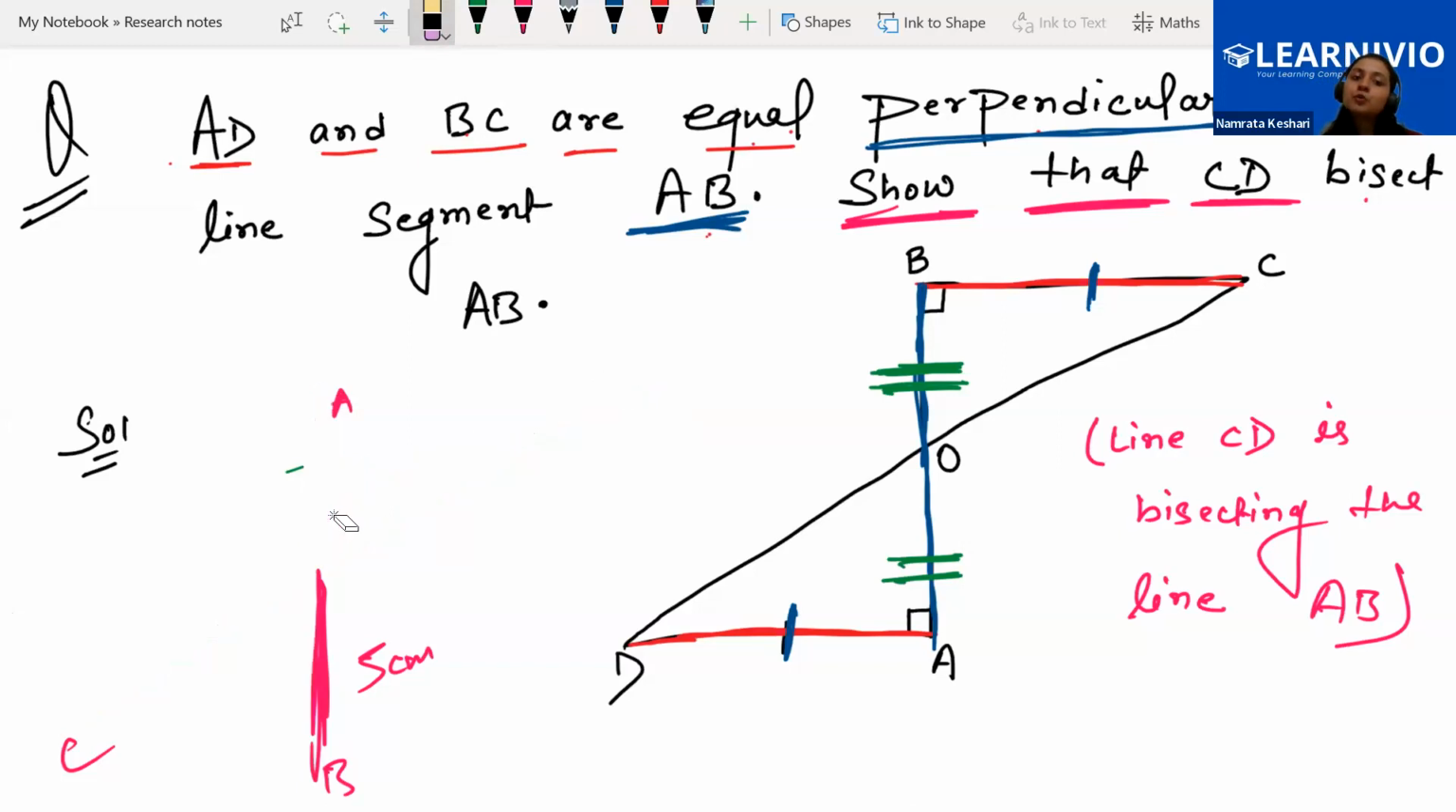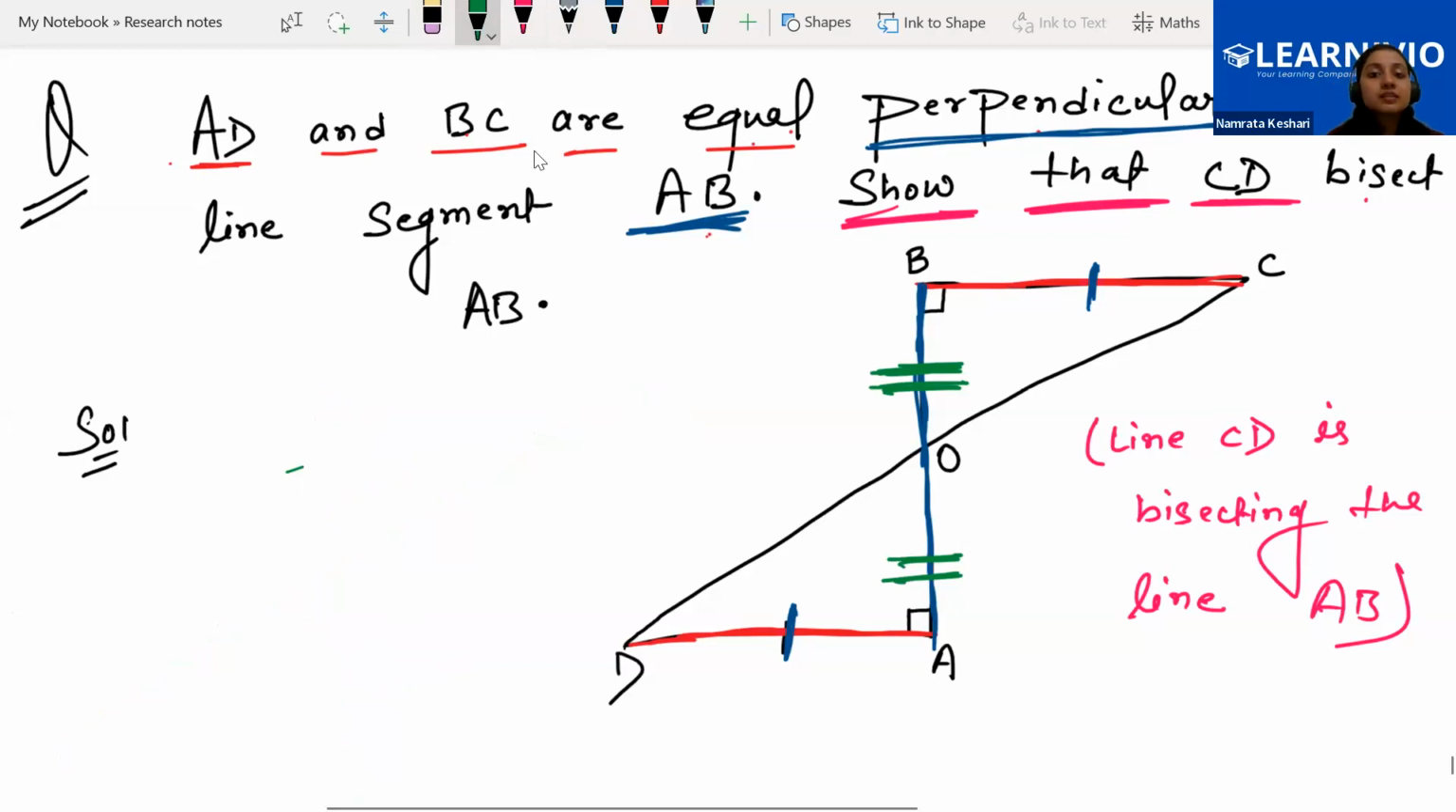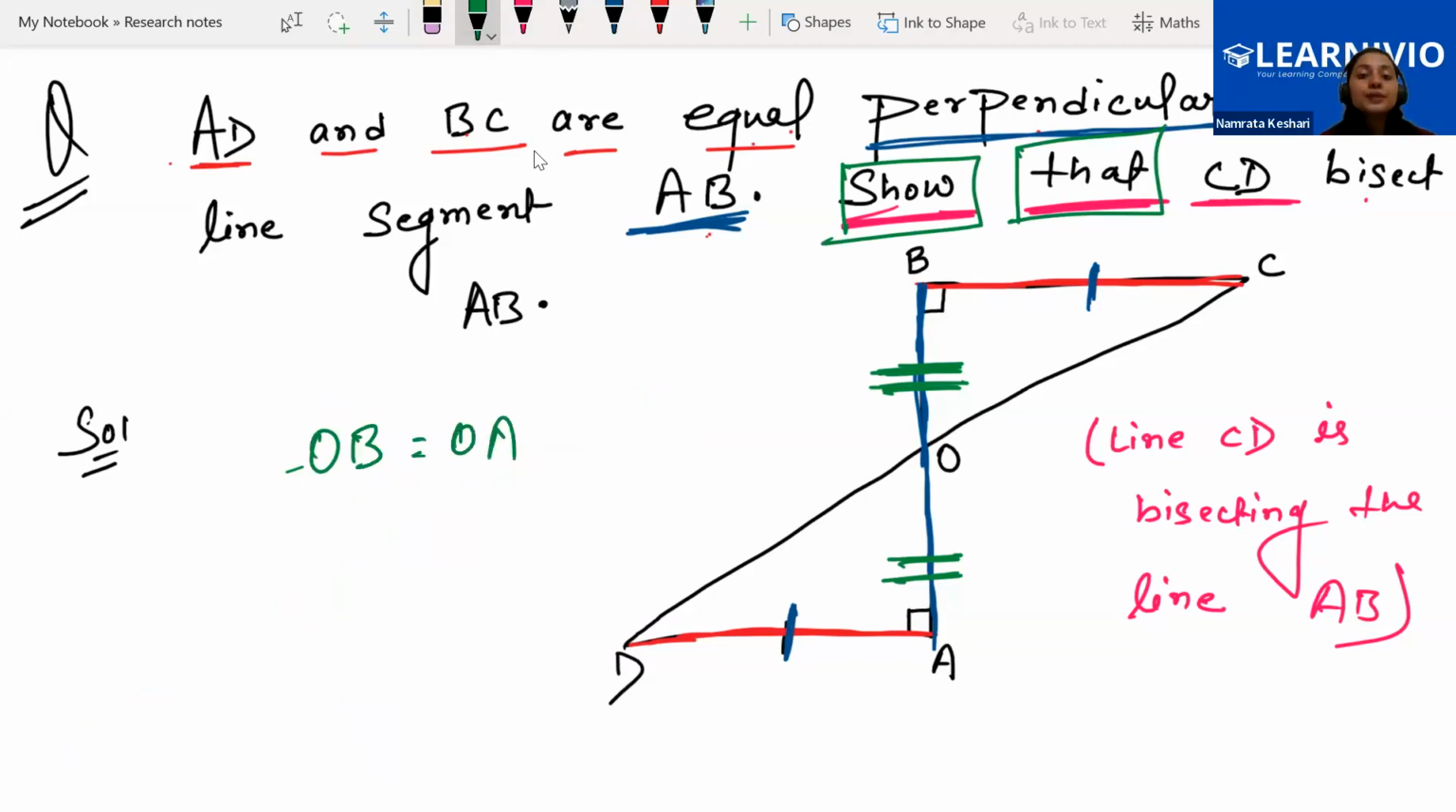We have to show that OA is equal to OB. Why show? Because here it is written, show that it is bisecting. So if we will be able to show that OB and OA are the same, then we can say that CD is bisecting AB.